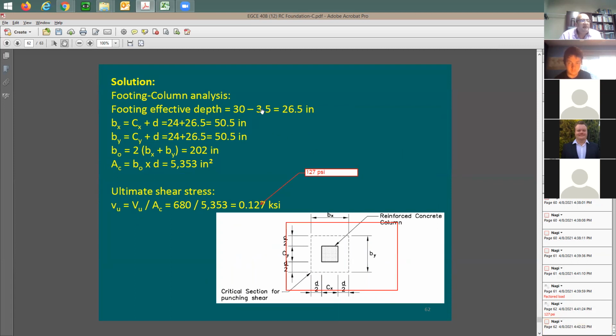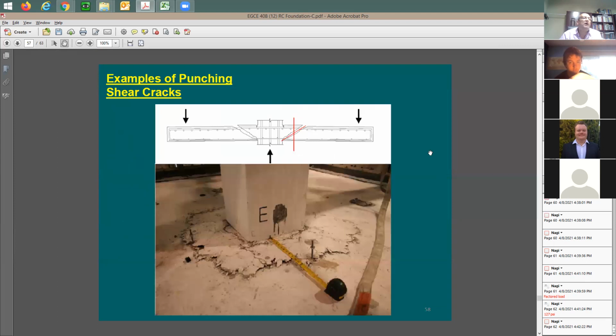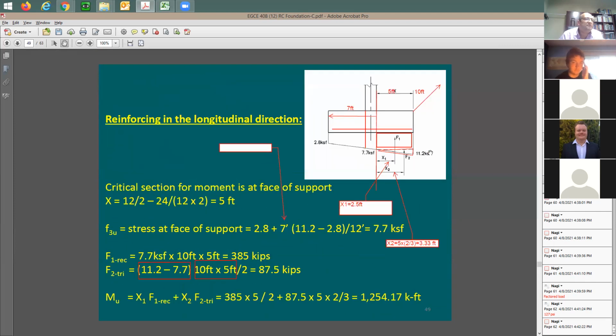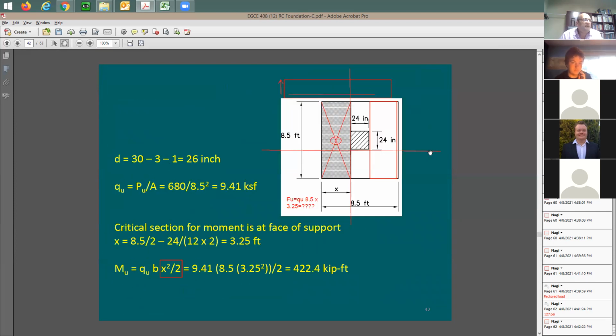Now, another question here. Why did I take here 3.5 inch? Why didn't I take it 1.5 inch? Can someone help me with this? Just gonna stop here. This slide is gonna be 62. I'm gonna go back to show you this example, so you know why I have taken it to be 3.5 inches. Anyone can help me with this?